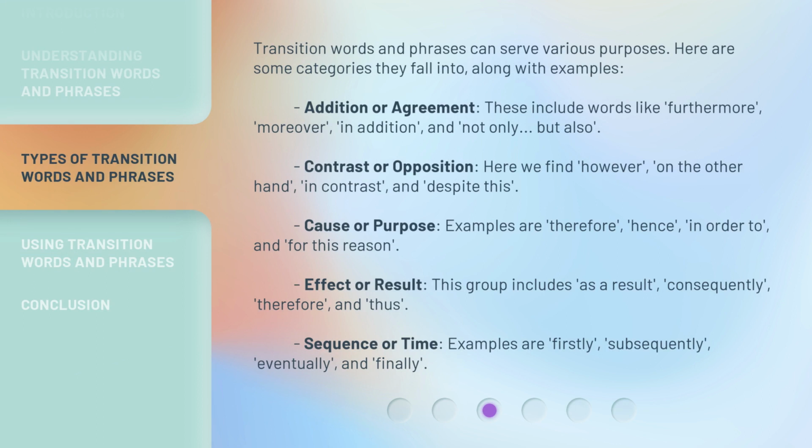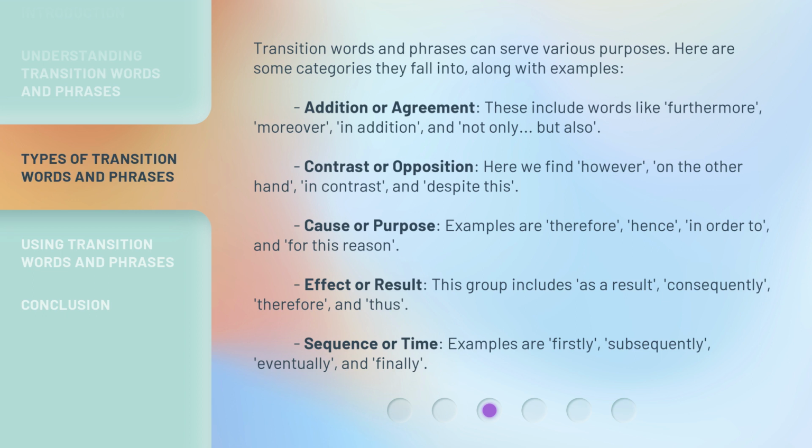Transition words and phrases can serve various purposes. Here are some categories they fall into, along with examples. Addition or agreement. These include words like furthermore, moreover, in addition, and not only but also. Contrast or opposition. Here we find however, on the other hand, in contrast, and despite this. Cause or purpose. Examples are therefore, hence, in order to, and for this reason.